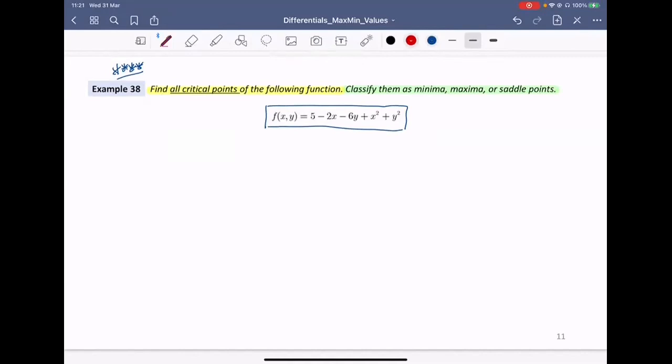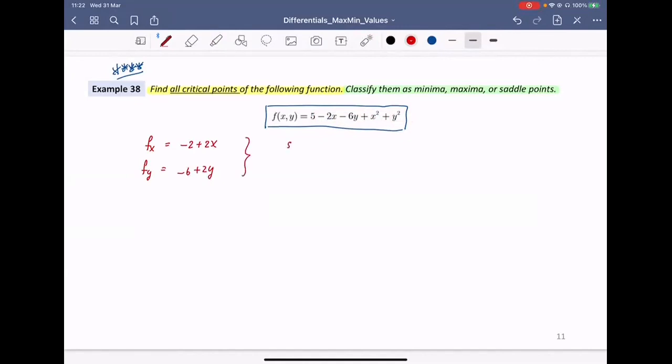First of all, I am going to differentiate this function. Differentiating with respect to x, the only thing I care about is here and here. Other than that, constant. So I get -2 plus 2x. Then f differentiated with respect to y, all I care about is this and this, the others are constant. So this is 2y, -6 plus 2y.